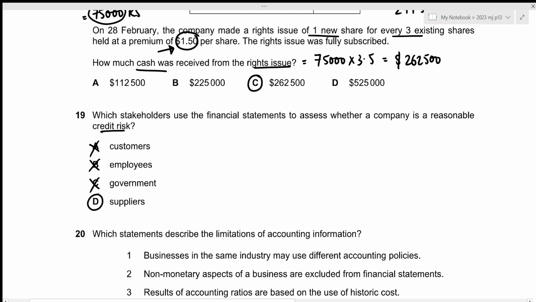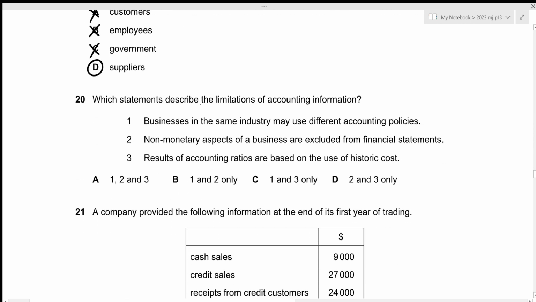Let's move towards the 20th question. Which statements describe the limitations of accounting information? The first one is that businesses in the same industry may use different accounting policies. This is true because one business might decide to depreciate their non-current asset on the straight line method, whereas another business might depreciate it on a reducing balance method. So their net book value will definitely differ, and there can be no correct basis for comparison.